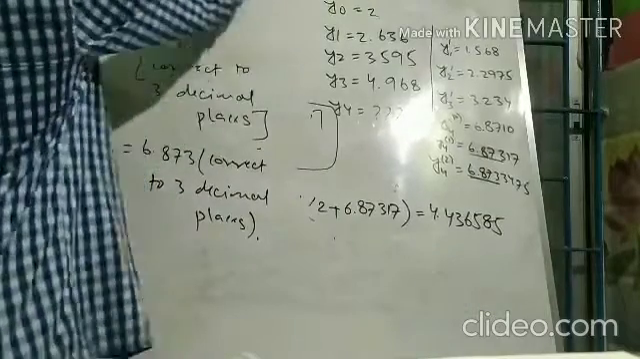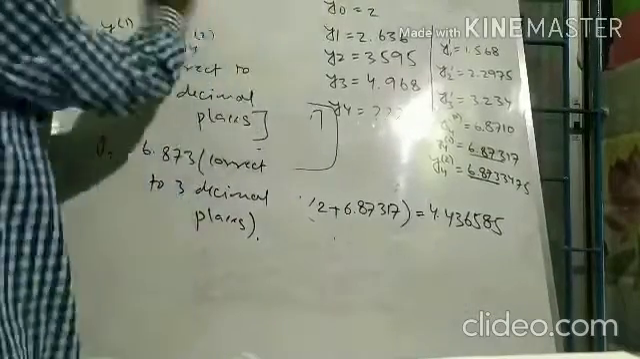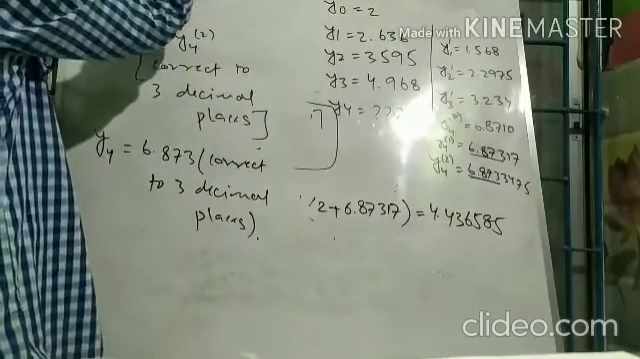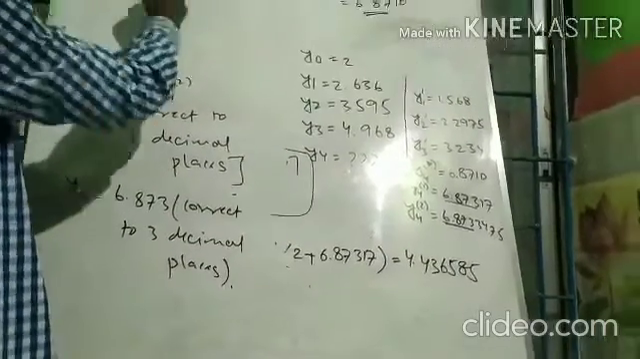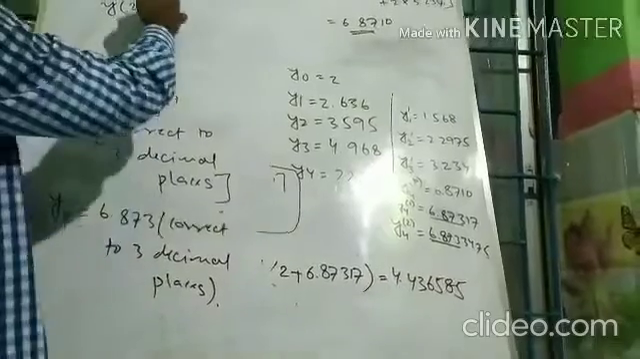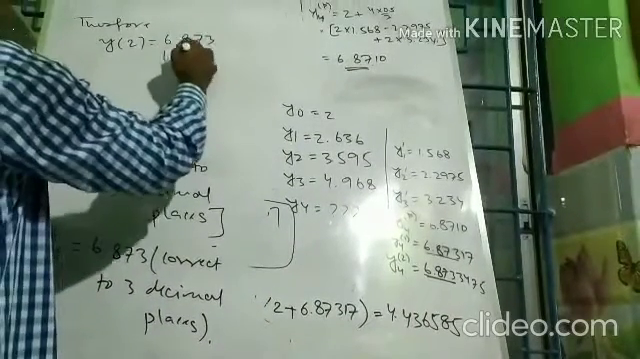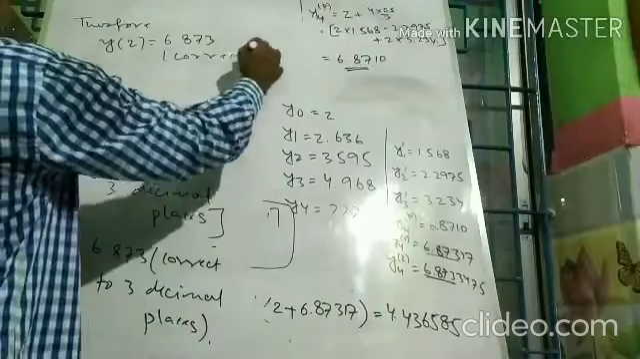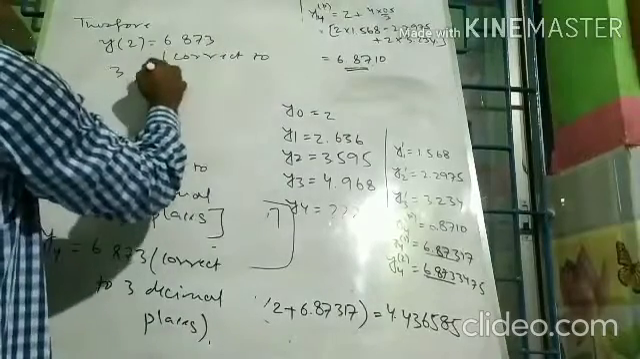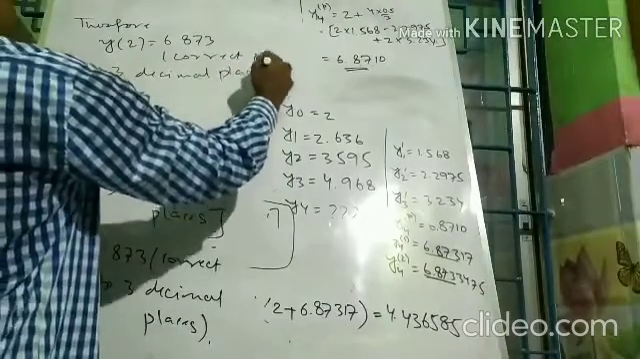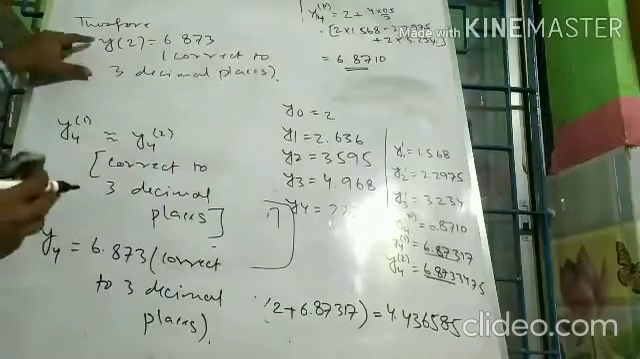Therefore, y2 equals... y4 is what? y4 is 6.873, correct to 3 decimal places. This is by Milne's predictor-corrector.